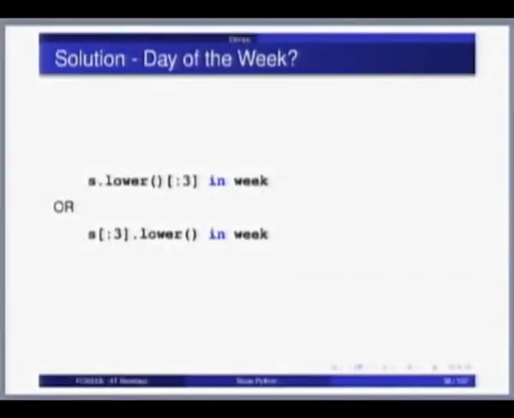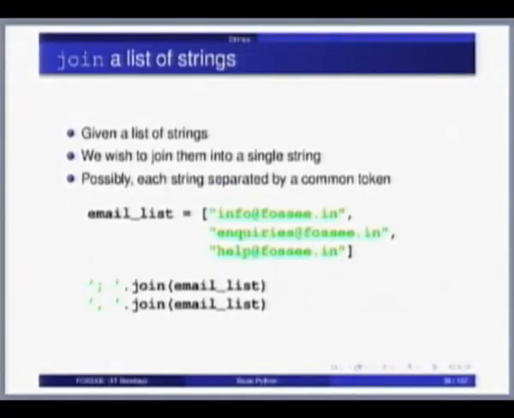Let us move back to the slides. Supposing I am given a list of strings. We wish to join them into a single string, possibly each string separated by a common token. Sometimes it could be a comma, a colon, a semicolon, various things. For example, I have a list of email addresses. This is a list of strings separated by commas. I now want to make this into one big string: email semicolon, email semicolon, email.